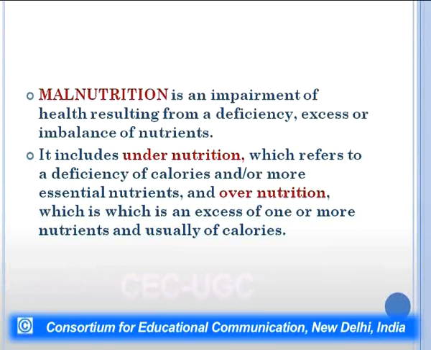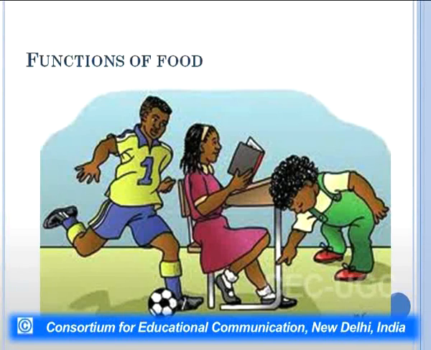It includes undernutrition, which refers to a deficiency of calories and/or one or more essential nutrients, and overnutrition, which is an excess of one or more nutrients and usually of calories. Overnutrition is always related to calorie protein malnutrition.